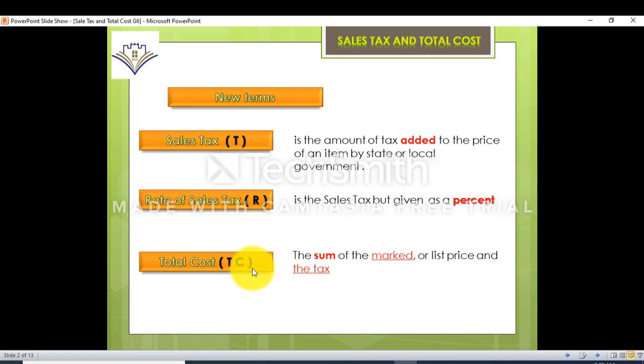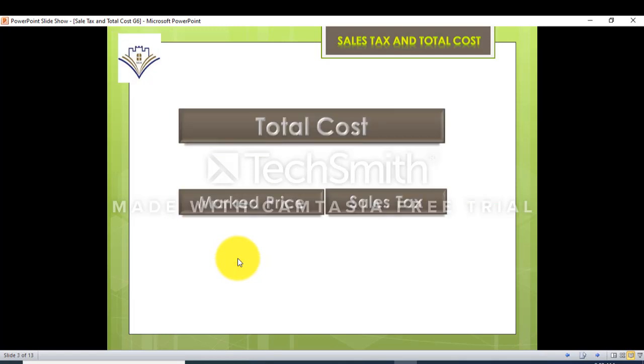Then we have the three terms here: sales tax, T, rate of sales tax, denoted by R, and total cost, denoted by TC. In the slide we have three terms: total cost, market price and sales tax. We need to know the relation between these three terms.